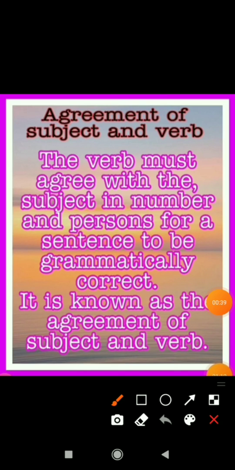So first of all, let's know what is agreement of subject and verb. The verb must agree with the subject in number and person for a sentence to be grammatically correct. It is known as the agreement of subject and verb. As I have already told you, to make a sentence grammatically correct, the verb must agree with the subject in number and person. So what is the number? The number is singular and plural. And what is the person? First person, second person and third person of pronouns. That is known as the agreement of subject and verb, if your verb agrees with the subject.